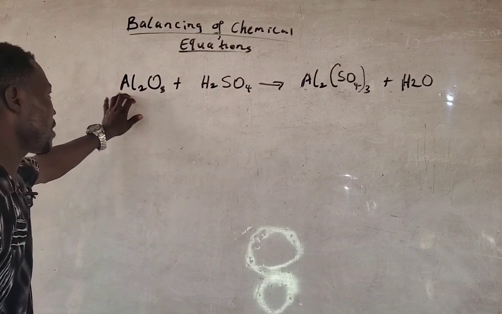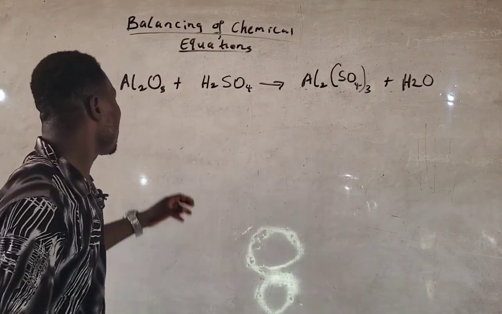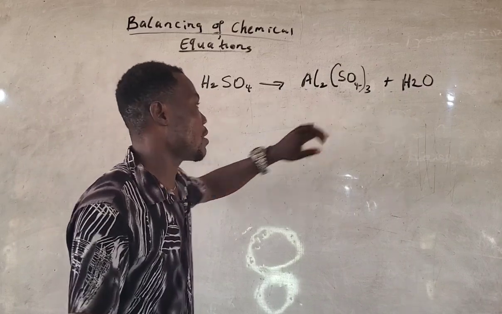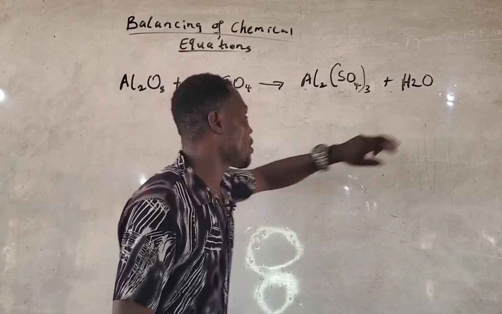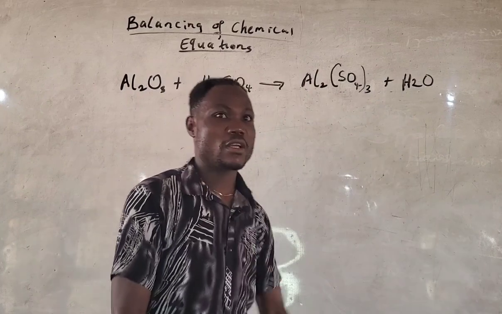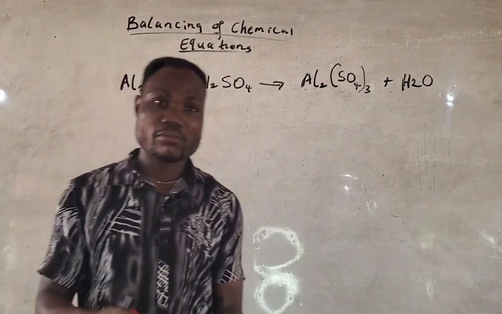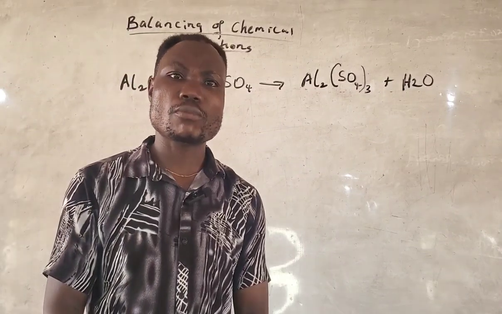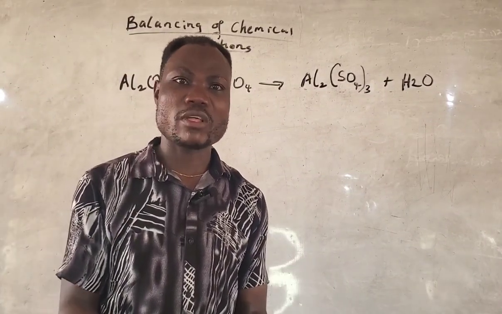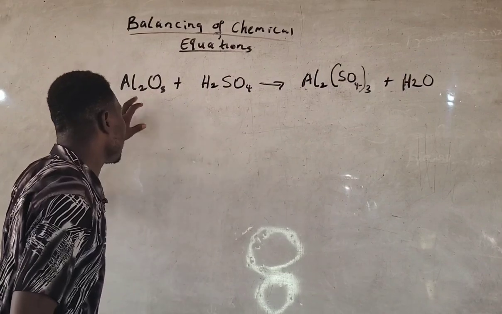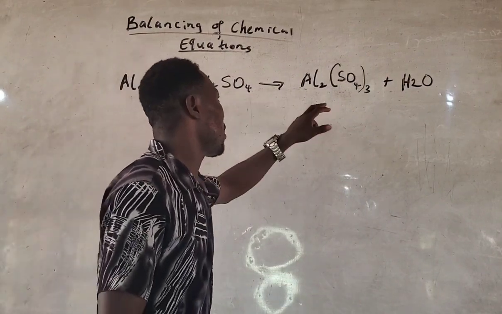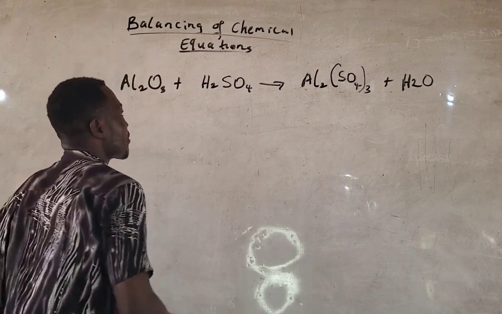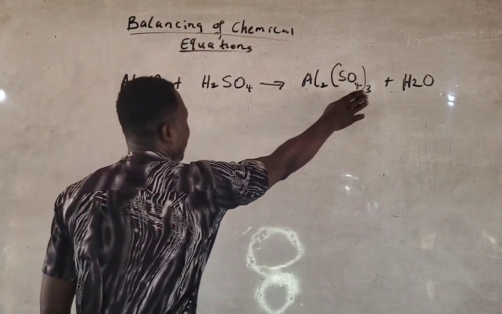Aluminum appears just here. Hydrogen here, just once this side. Aluminum once here. Hydrogen once here. Then sulfur once here. You see, aluminum, sulfur, and hydrogen appear equally on both sides. So I can start with any of them. But considering the fact that aluminum is balanced here and hydrogen is balanced, I will have to begin with sulfur.